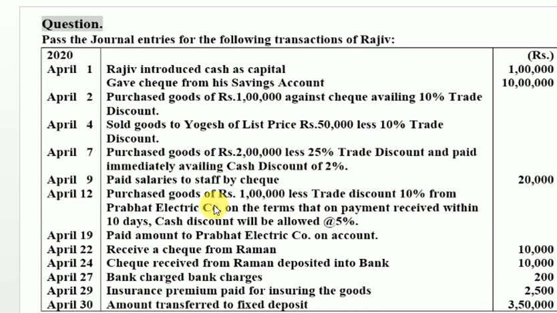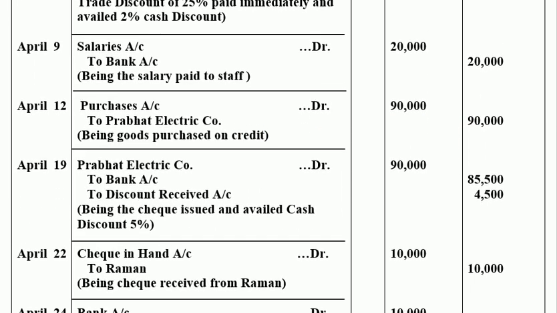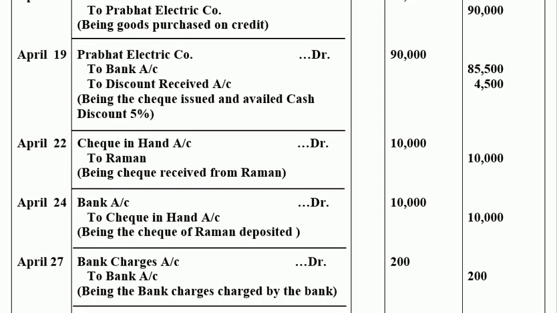That's why on April 12th, the journal entry will be purchase account debit to Prabhat Electric Company 90,000, being goods purchased on credit. Okay, and let's proceed towards another transaction.